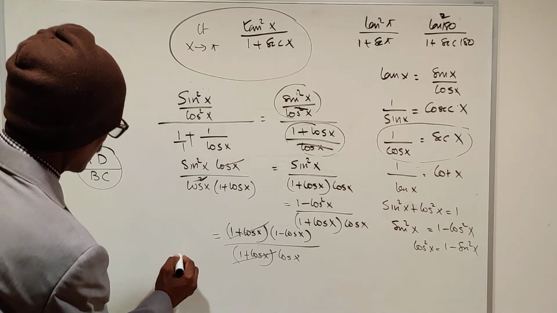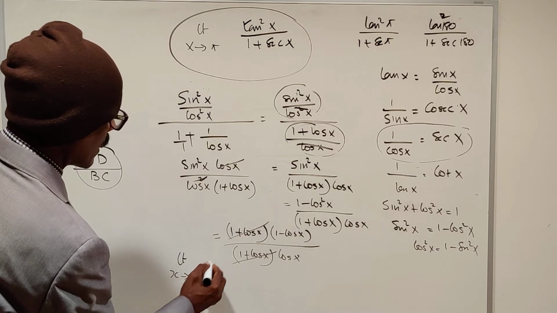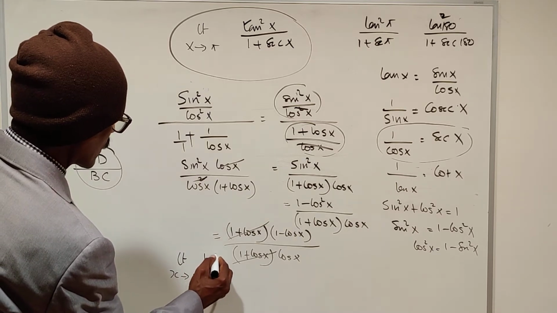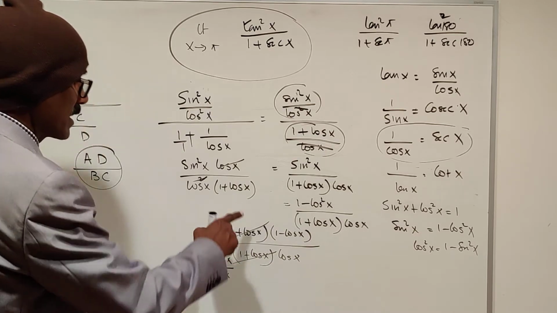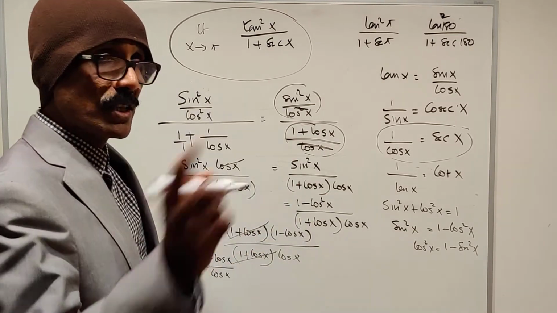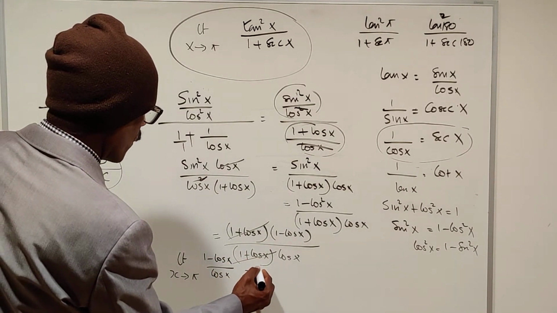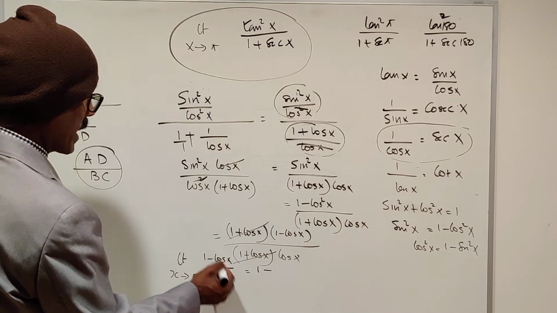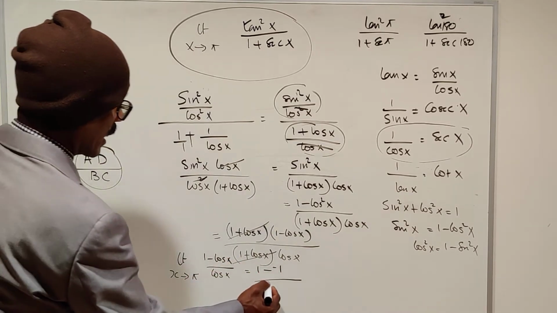Limit x tends to pi of 1 minus cos x by cos x. See, this is the method. Cancel out numerator and denominator, then substitute the value. Cos pi is negative 1. 1 minus minus 1 divided by cos pi, negative 1.